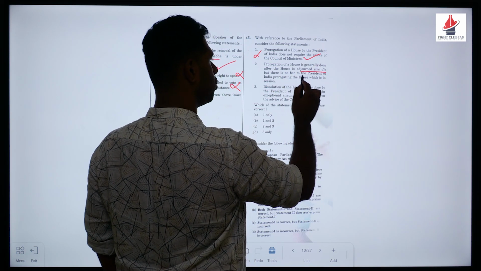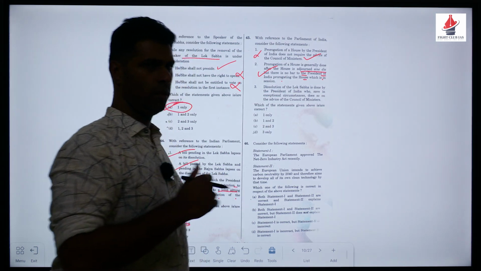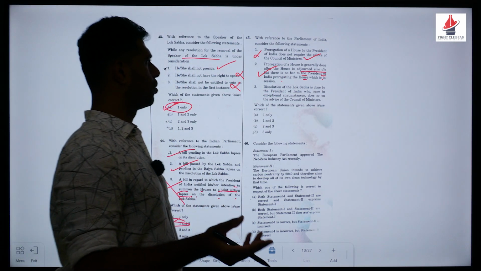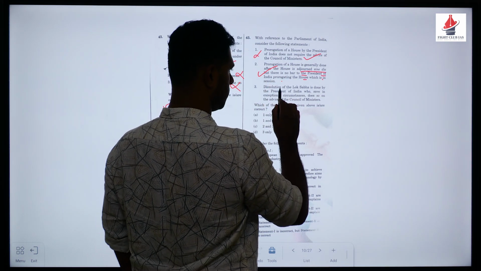Prorogation of House is generally done after the House is adjourned in a day. This is true, but there is no bar to the President of India prorogating the House which is in session. This is also correct. There is no bar. The President can prorogue the House whenever he wants, sometimes upon the advice of the Council of Ministers.